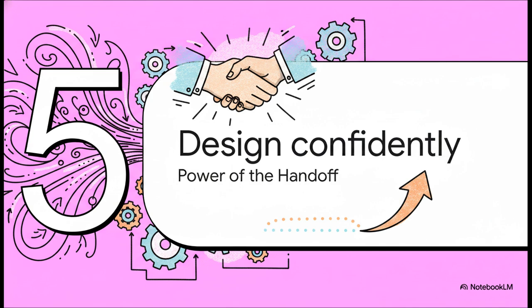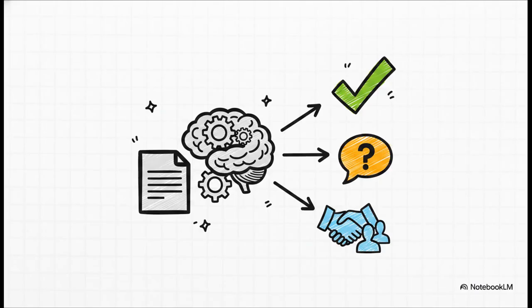Section 5. Designing with confidence and the power of the handoff. Knowing a system's limits is what actually makes it trustworthy, because any serious system eventually runs into a limit, right? Too much ambiguity, too much risk, or simply way too high a cost if it makes a mistake.